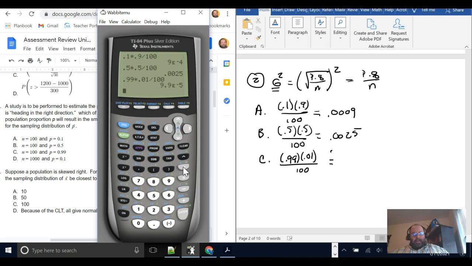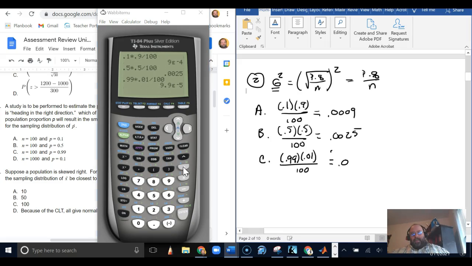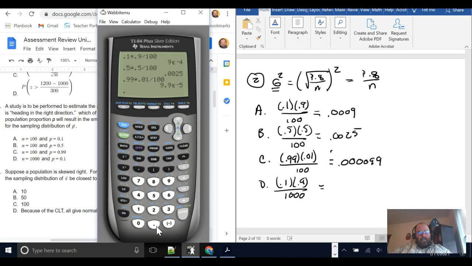And that one comes out as 9, so that's like 0.000099, right? And then part D would be 0.1 times 0.9 over 1,000, right? So I'm going to get 0.1 times 0.9 divided by 1,000, zeros not nines, right?